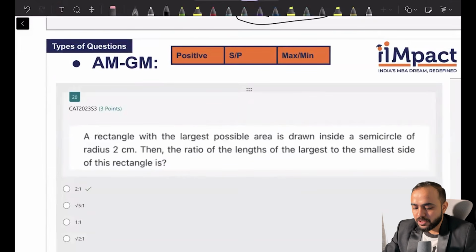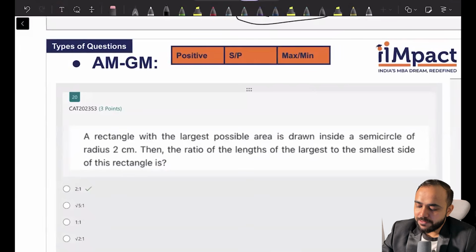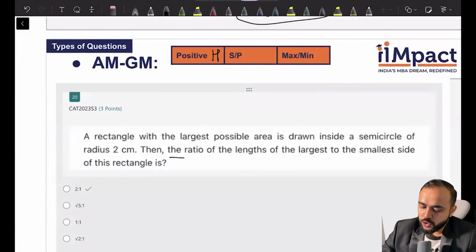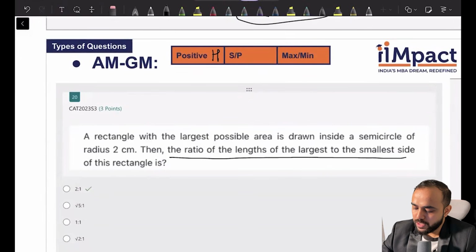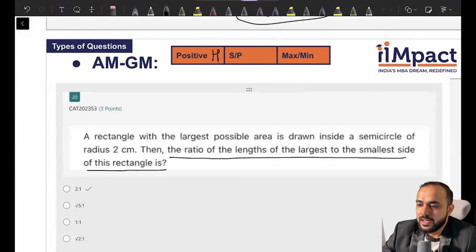A rectangle with the largest possible area is drawn inside a semicircle of radius 2 centimeter. The positive fact is hidden. Then the ratio of the length of the largest to the smallest side of this rectangle is. Now, where is the maximum slash minimum hint given to you that they are asking you for max or min? Can someone tell me? Is it in the first sentence or is it in the last sentence? It is in the first sentence, this largest possible area.